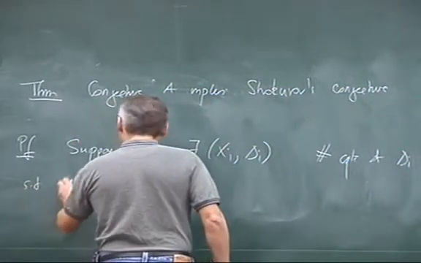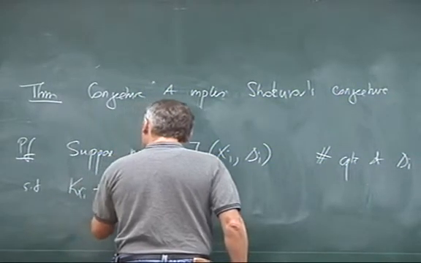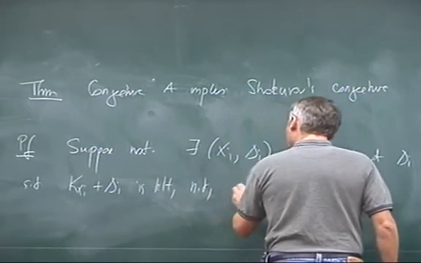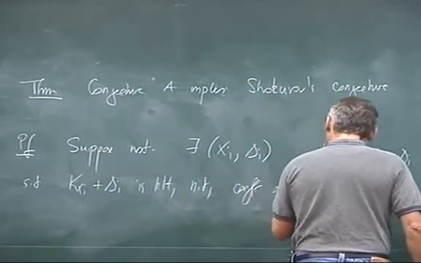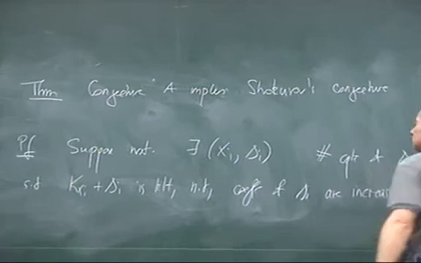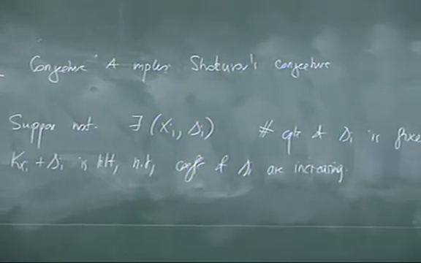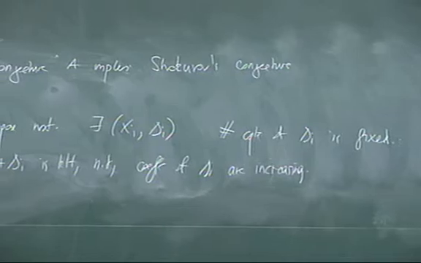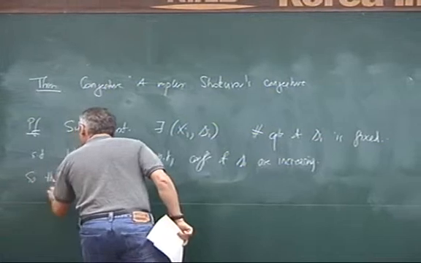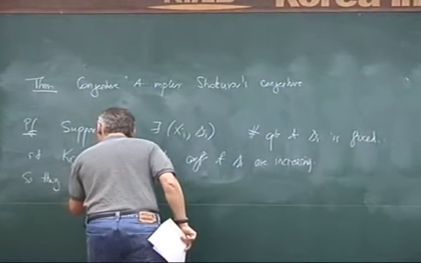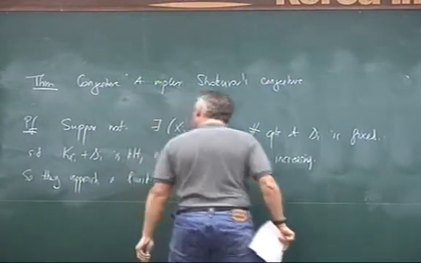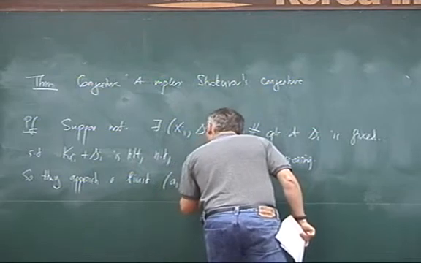such that K_{X_i} plus delta_i is KLT, numerically trivial, and the coefficients of delta_i are increasing. Of course, they're bounded above by 1, so they're increasing. So the point is that they approach a limit. Let me call that a_1 up to a_n.